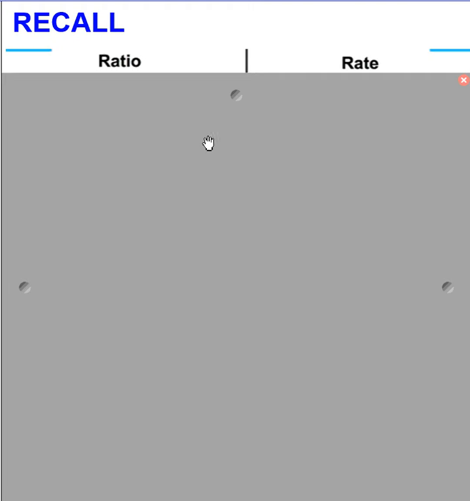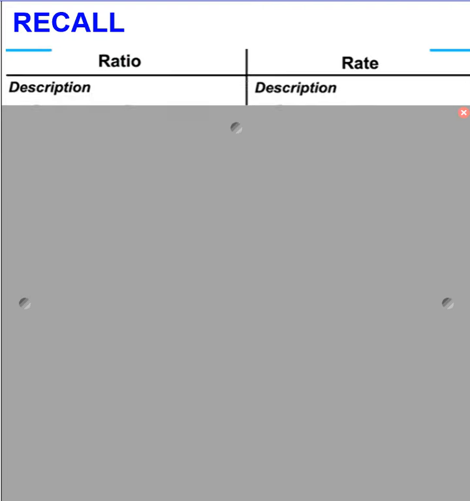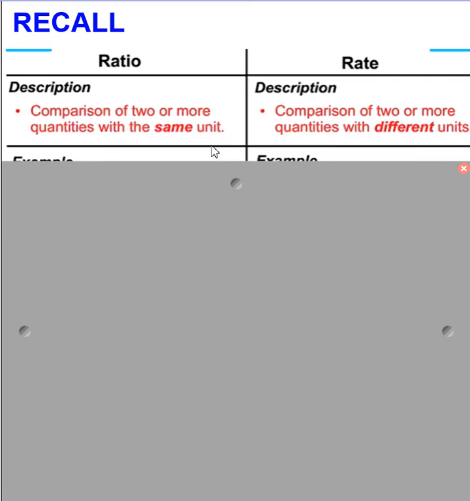Before looking at the question, we need to recall the concept: what are ratio and rate? Usually students are able to solve the question, but they are not able to explain what ratio and rate are. That shows a mechanical approach, and one should be able to explain properly what they mean. Ratio is a comparison of two quantities with the same unit, and it is always expressed in the simplest form. Rate is the comparison of two or more quantities with different units, right?